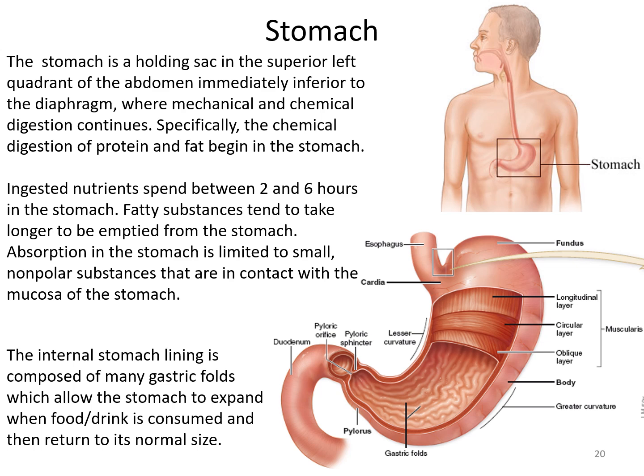Okay, so our bolus of food has finally made it into the stomach. The stomach is a holding sac. It's in the upper left quadrant of the abdomen. You can see it here, immediately inferior to the diaphragm. Both mechanical and chemical digestion will continue to happen in the stomach.